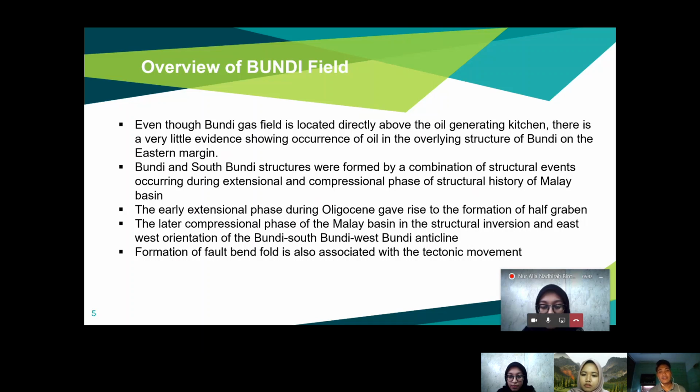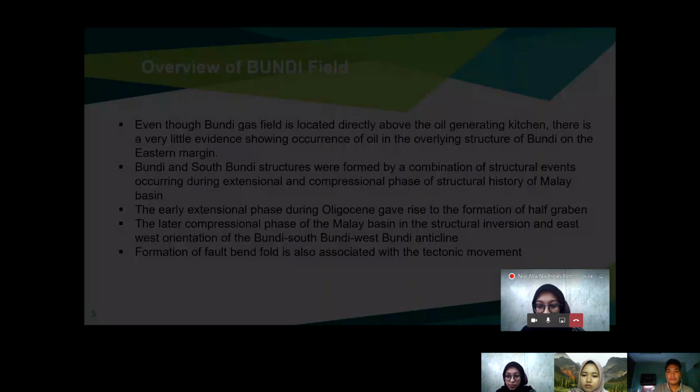The early extensional phase during the Oligocene gave rise to the formation of half graben, and the later compressional phase of the Malay Basin is the structural inversion and east-west orientation of Bundi South, Bundi West, Bundi anticline, and the formation of fault band. Fault is also associated with the tectonic movement of the Bundi field.